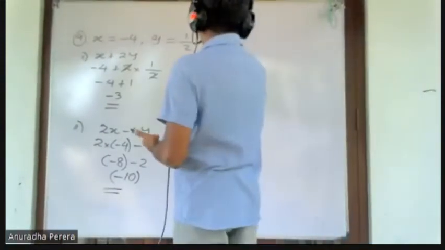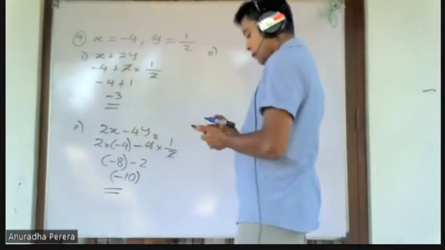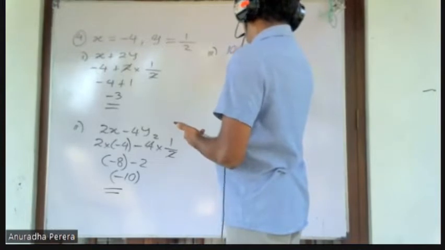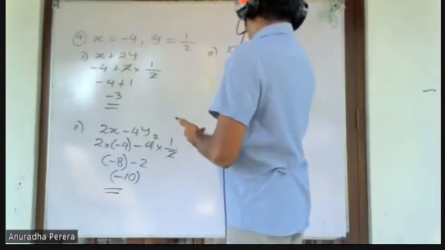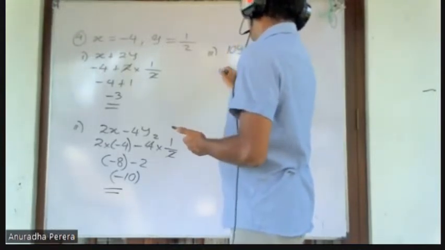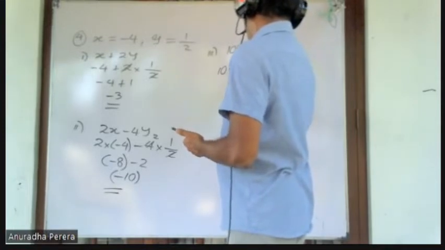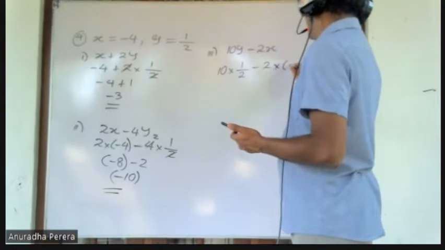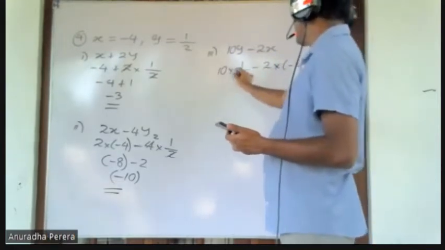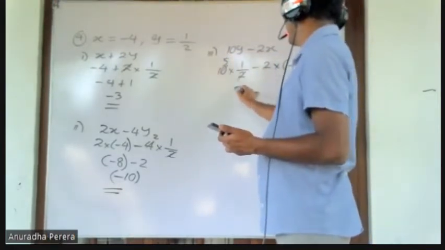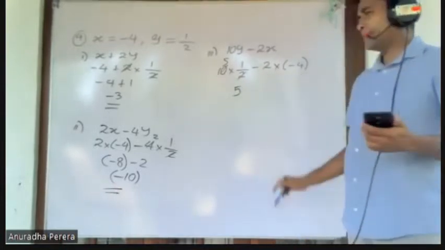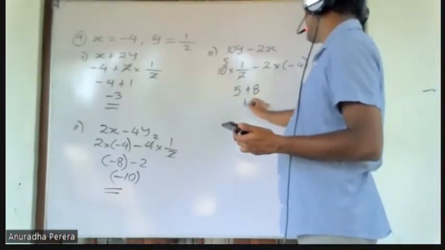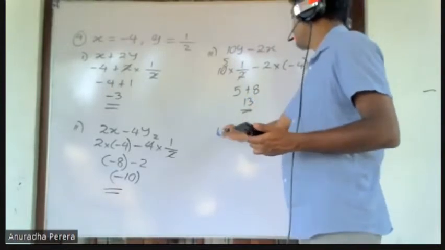Third one. 10y minus 2x. 10 times half, 2 times x is minus 4. Simplify this. 5 minus 2 times minus 4, plus 8. The final answer is 13.